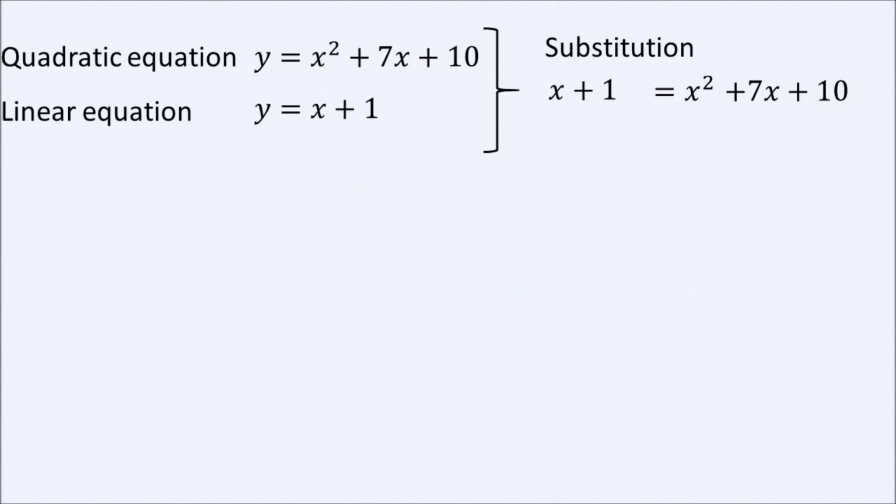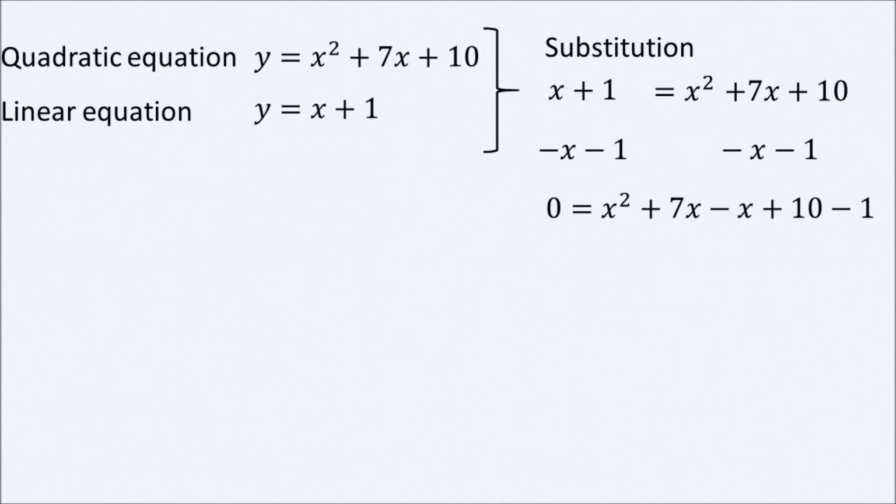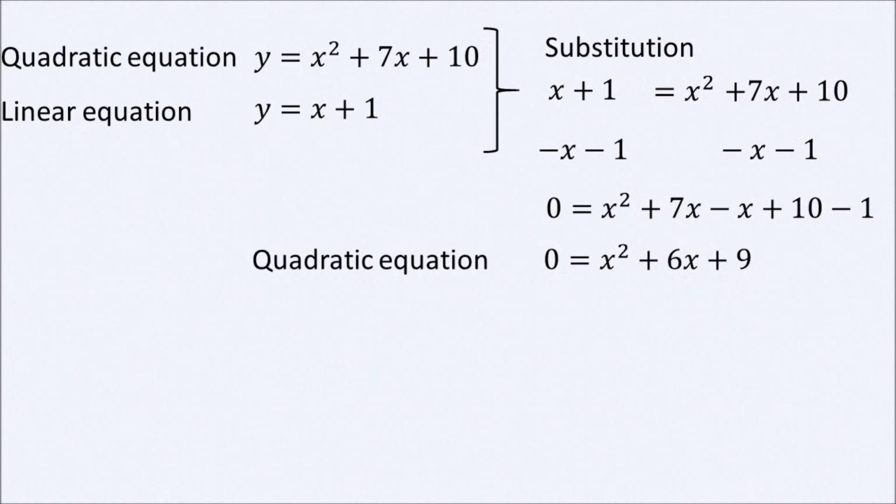Now, if you subtract x and 1 from both sides of this new equation, we will have x minus x is 0 and 1 minus 1 is also 0. And on the other side we will have x squared plus 7x minus x plus 10 minus 1. Then if we do the subtraction, we will have 0 equals x squared plus 6x plus 9. As you can see, this is another quadratic equation which is equal to 0.